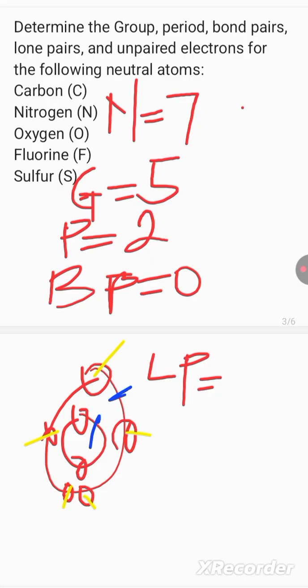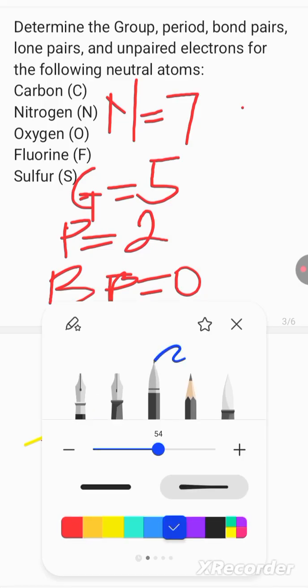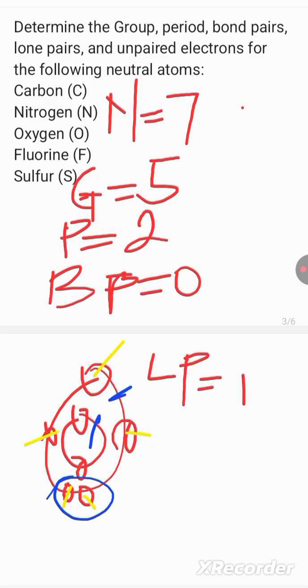So you take it as 1. This is the lone pair. This is our lone pair. So we only have a single lone pair.